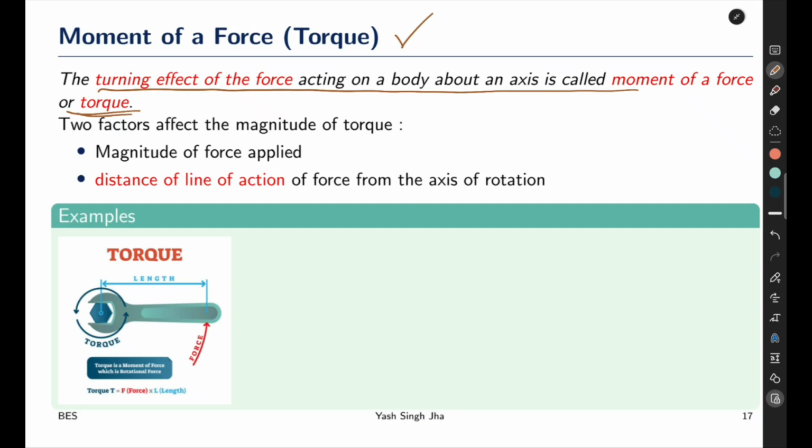So there are two factors that we discussed, right? First, the magnitude of force. How much force are you applying? Second is the distance of the line of action of force from the axis of rotation.